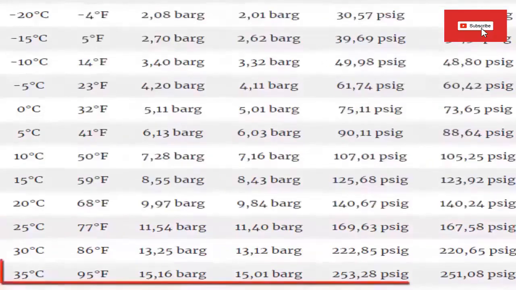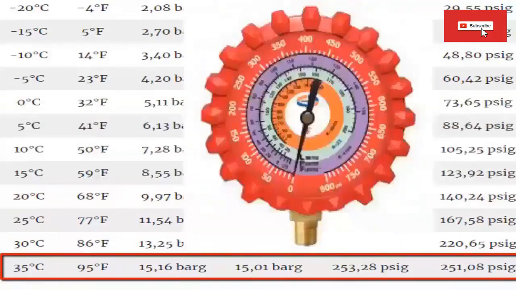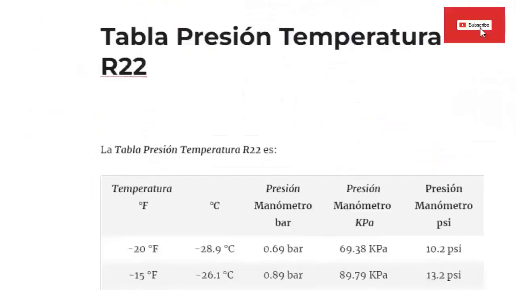2. For an outdoor environment temperature of 25 degrees Celsius, the condenser temperature is usually about 10 degrees Celsius above the environment where the equipment is located. Thus in the table, for 35 degrees Celsius, about 95 degrees Fahrenheit, the high gauge pressure in the condenser is 15.1 bar, equivalent to 251.8 psig. We can say that it is a refrigerant that handles medium pressures. Let's start analyzing the most used pressures.